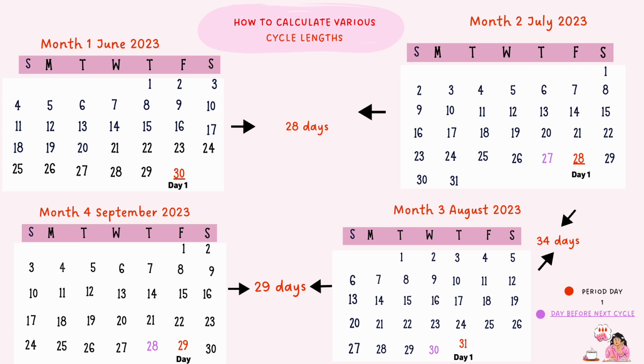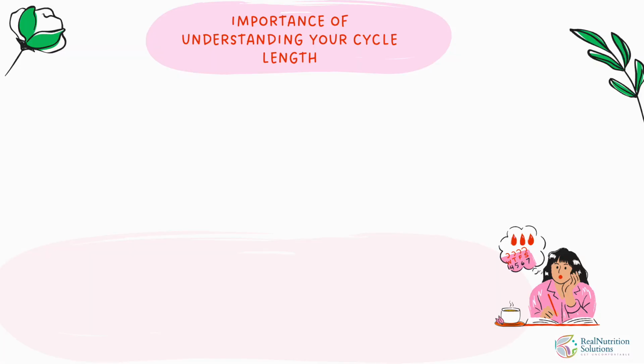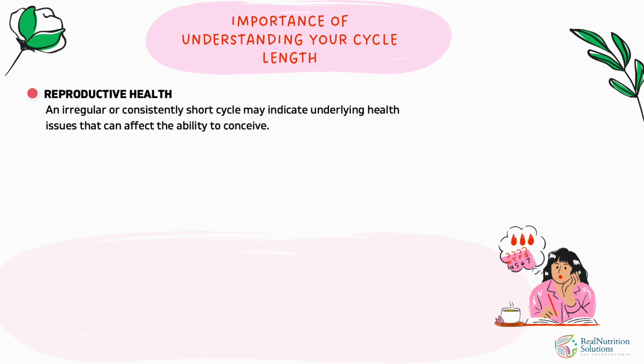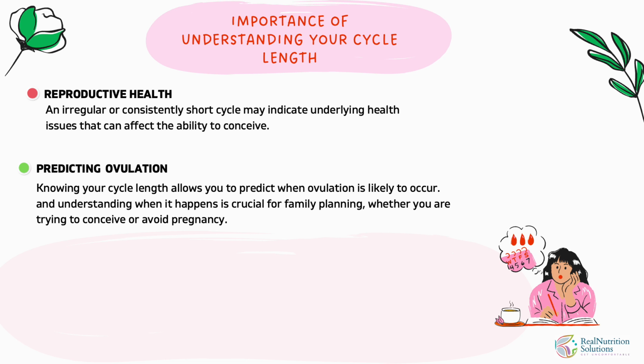Okay, so let's move on. So the importance of understanding your cycle. It's for reproductive health. An irregular cycle or a consistently short cycle may indicate an underlying health issue that can affect your ability to conceive, if that's something that you're interested in. Predicting ovulation. Knowing your cycle length allows you to predict when you've ovulated.